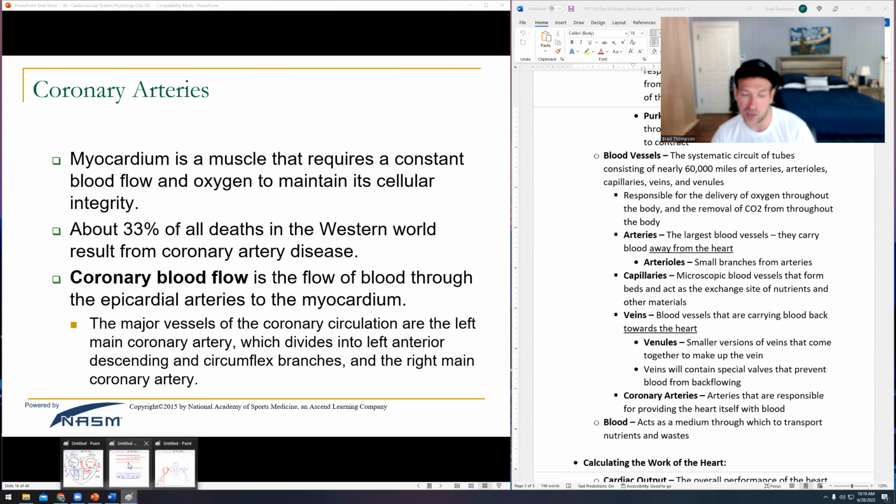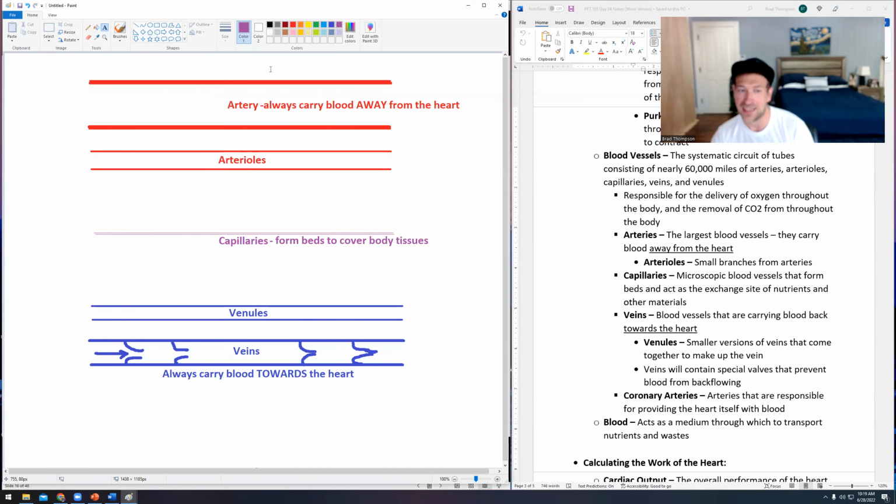Now, I did draw arteries and veins in these colors right here, red representing the arteries and blue representing the veins. And I did that because about 90% of your arteries are carrying the oxygenated blood, because you have a large body and there's arteries traveling all over you to deliver blood. However, it should be noted that there is a situation where some of the arteries are carrying deoxygenated blood.